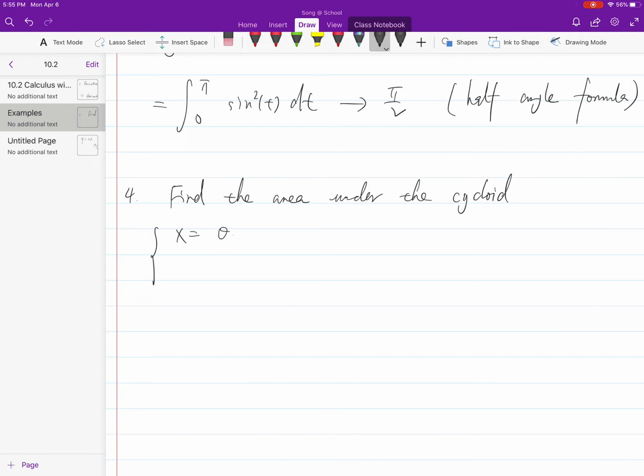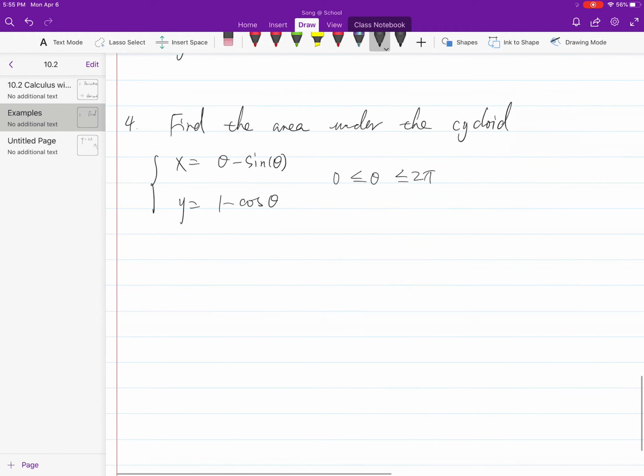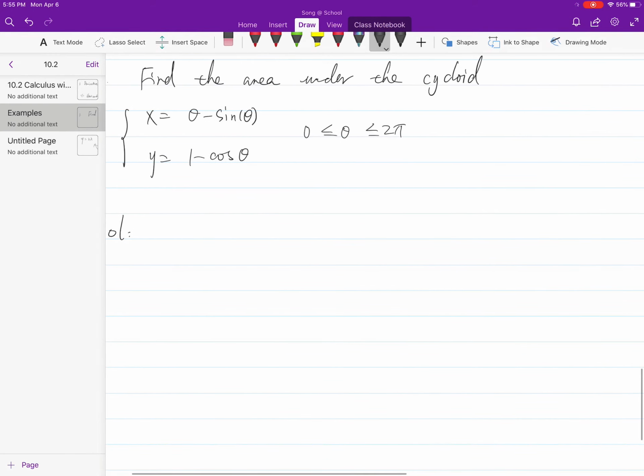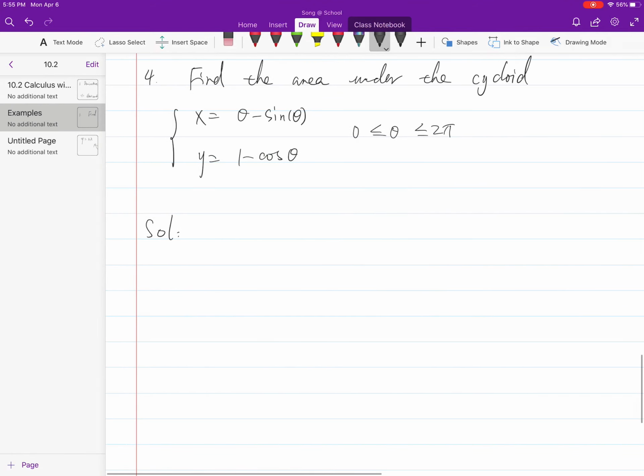Do you still remember the formula? It's x equals r(theta minus sine theta). We simply take r equals 1 in this case, okay, to make your life easier. And y equals 1 minus cosine theta. This is a cycloid for one complete cycle. So let's just say 0 less than or equal to theta less than or equal to 2 pi. Let's try to do that. What is it?